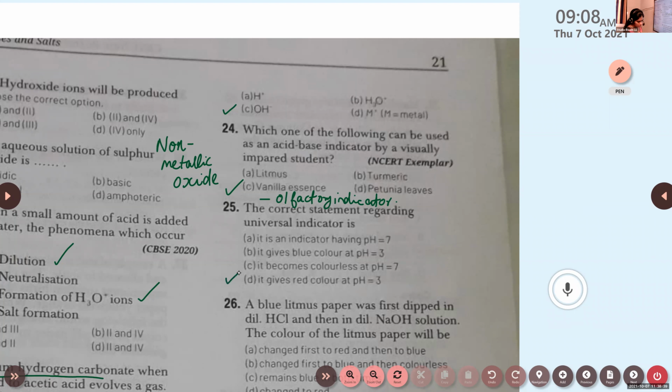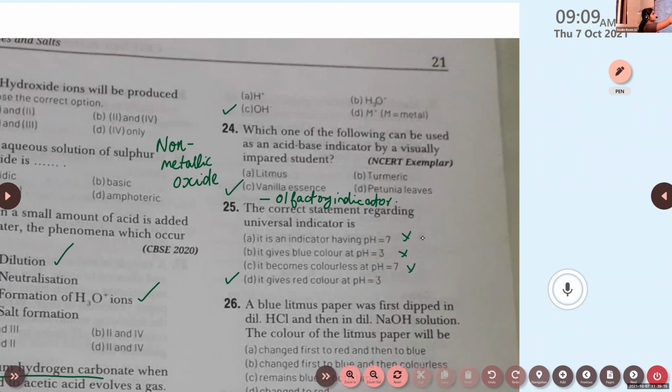Look at the values. It is 0, 1, 2, 3, 4, 5, 6 like that, right? The 3 is near to red color. That means a mix of red and orange, right? But it also belongs to red color. It does not give blue color at pH equal to 3 and it is not colorless at pH equal to 7, right? It's green color. So these two statements are wrong. And the indicator does not have just pH equal to 7; it will go from pH 0 to 14, right? So that statement is also wrong. So it gives red color at pH equal to 3.